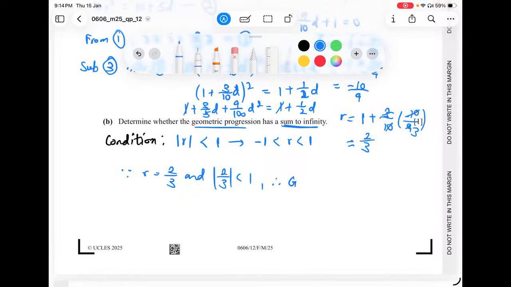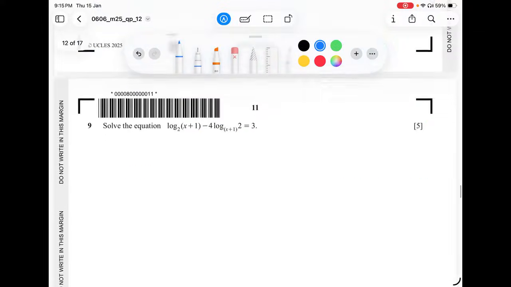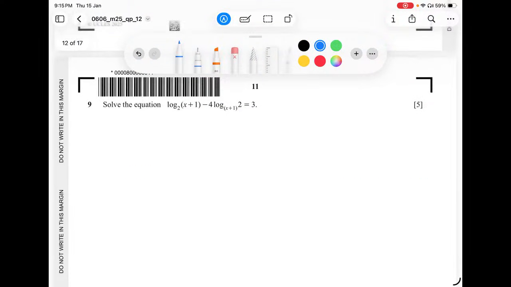Therefore, the geometric progression has a sum to infinity. So that's your suggestion and your explanation for your answer. That's pretty straightforward. It's only for 1 mark. And let's move on to the next one.